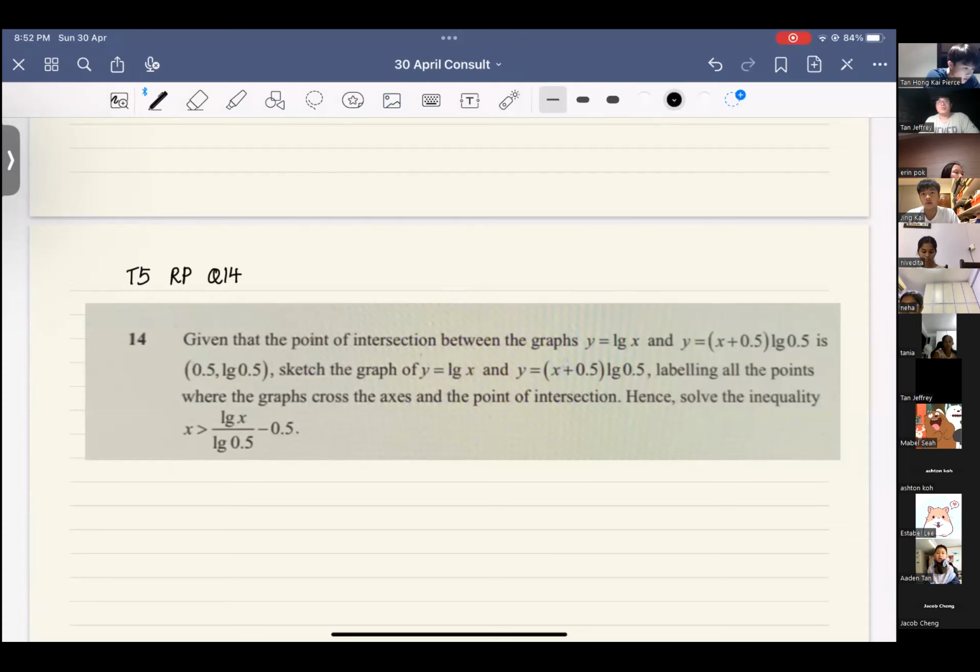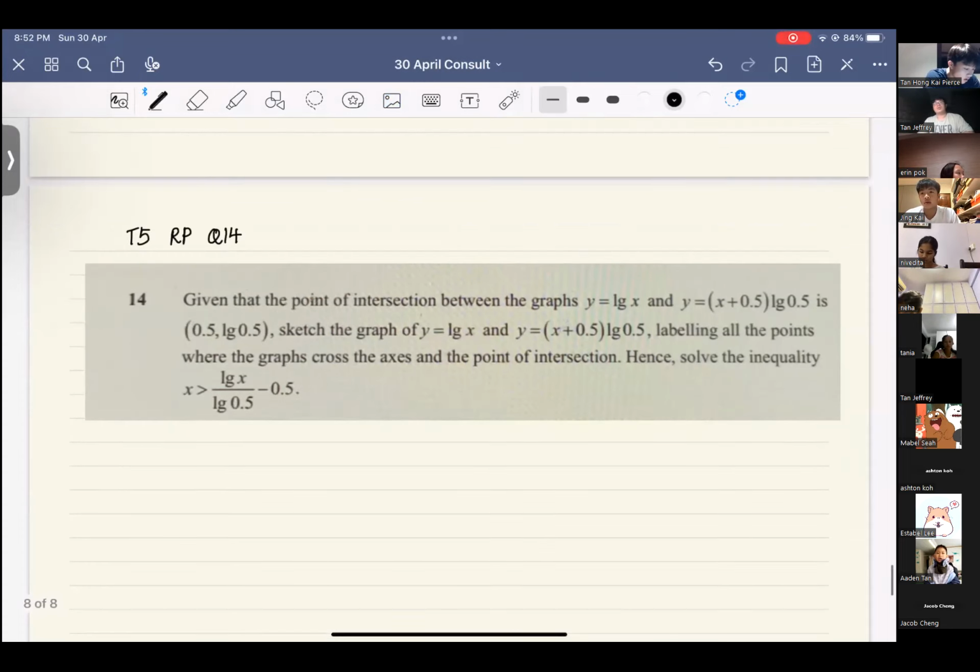Given that the point of intersection between log x. Okay, so this graph is familiar now. We all know that the graph looks like that. This graph here is actually a linear line. So I just want to write it out over here. So y equals to log.